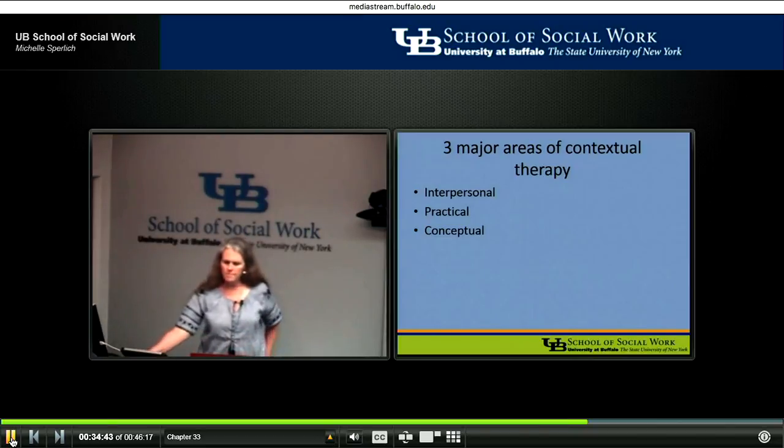So there are 3 major areas of contextual therapy. There's the interpersonal, the practical, and the conceptual. So teaching clients how to work in a cooperative interpersonal relationship. Teaching what rapport is.